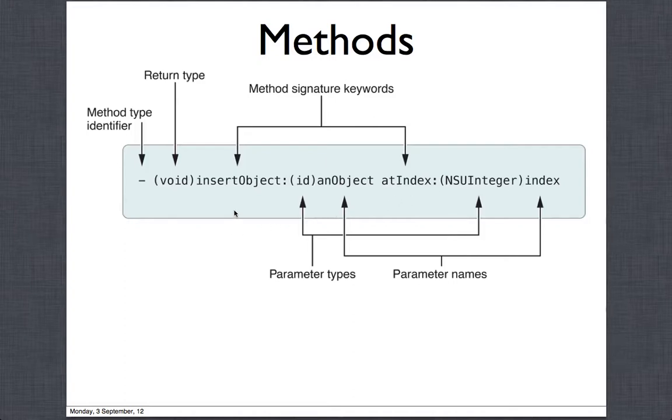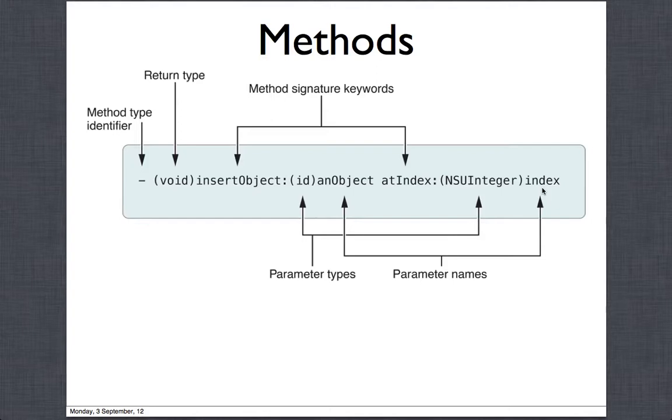So we're basically saying insert object this of type ID, so it could be any object, at index, and the index should be of type NSUInteger. So for this, you can think this doesn't matter what type, just some integer, and you say index. So the idea of writing methods like this is you want to read them like English language. You want to read this as a sentence.